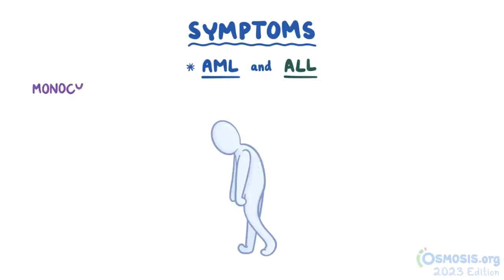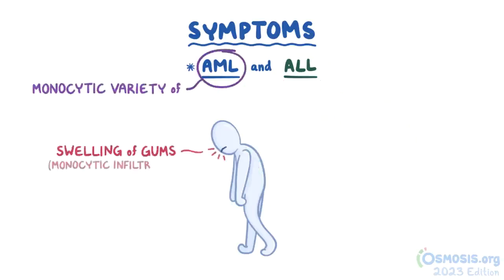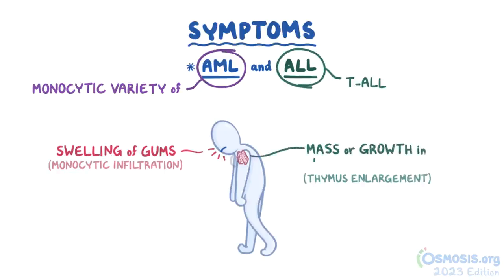In addition, monocytic variety of AML causes swelling of gums because of monocytic infiltration. Thymus enlargement in T-ALL may present as a mass or growth in the mediastinum.